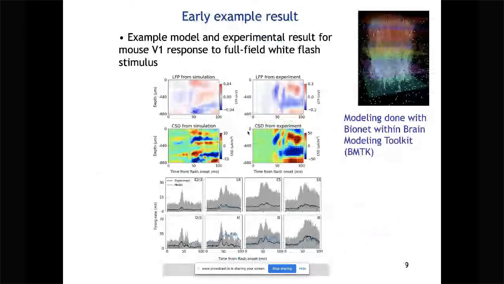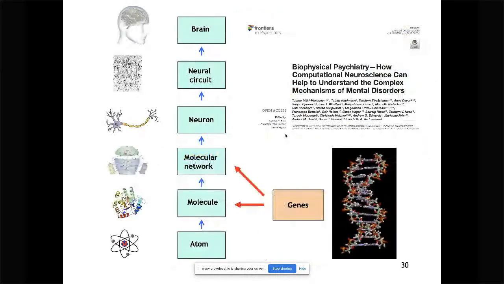And I think I actually have the same early example result as Anton showed, so I don't have to talk about that again. But you see one thing, if you compare the CSD from this example simulation with the CSD from this example experiment, you have these questions: what metrics should you use to compare these things? We're looking into different metrics, and there's no simple answer to that.